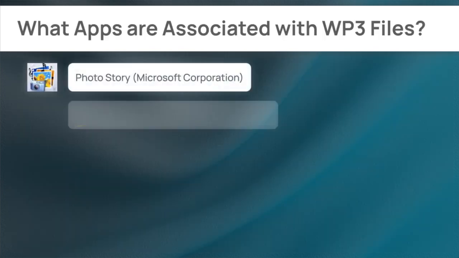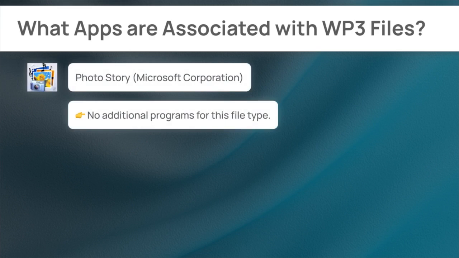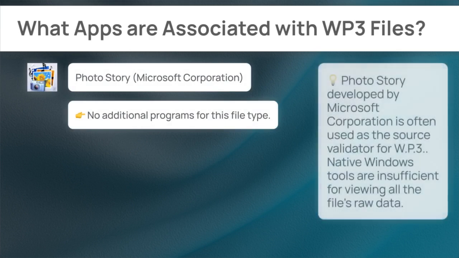The ideal software for creation and opening of WP3 is Photo Story from Microsoft Corporation. The file's loose formatting rules mean Windows cannot validate its structure. Windows supports previewing only, so meaningful editing requires a compatible application.